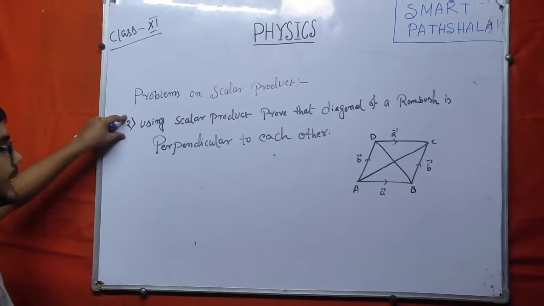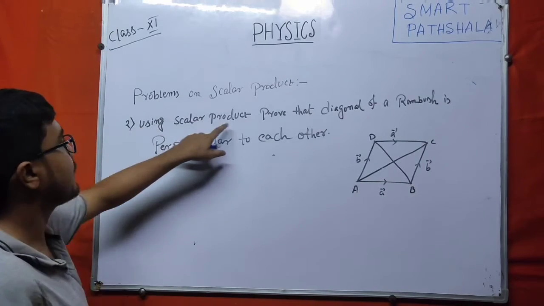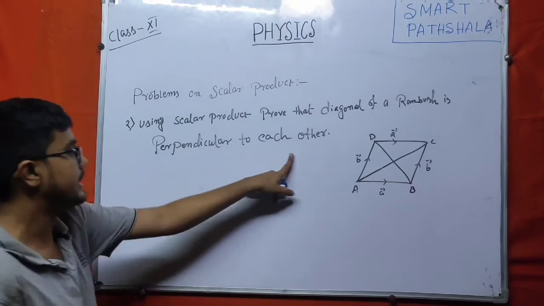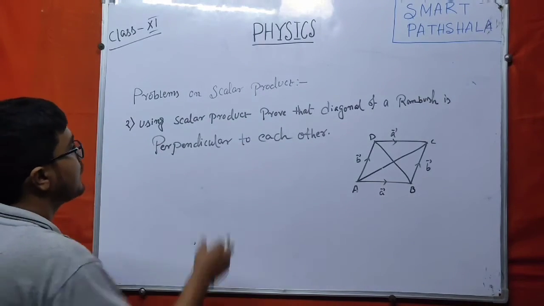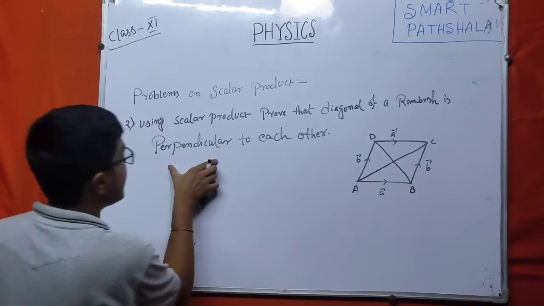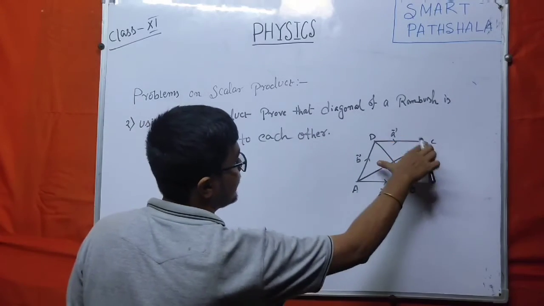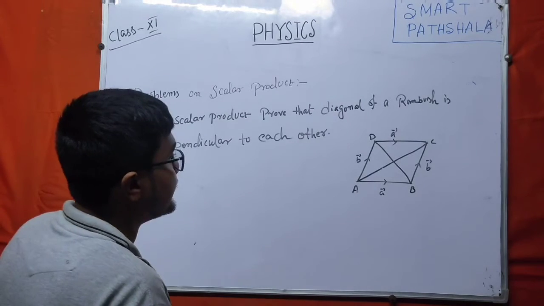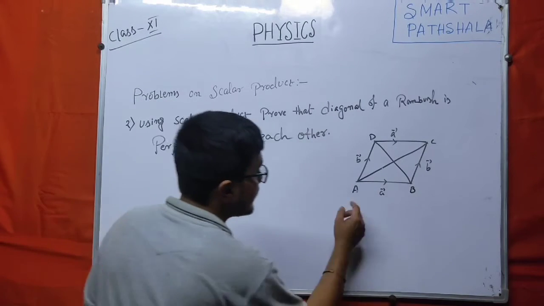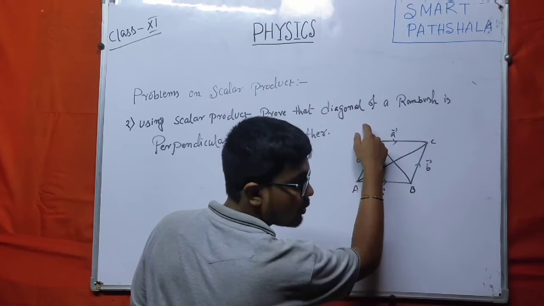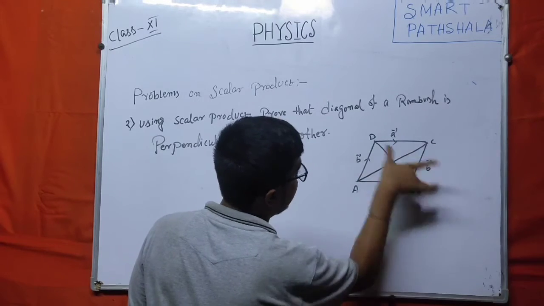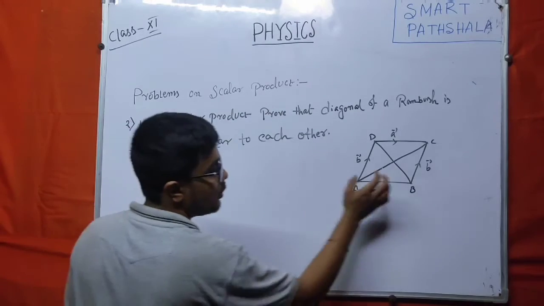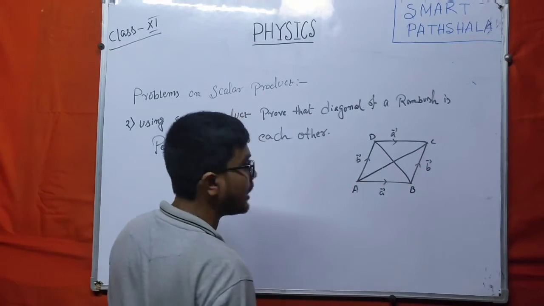Now our second problem. Using scalar product, prove that the diagonals of a rhombus are perpendicular to each other. So at first we consider ABCD is a rhombus, where AC and BD are the diagonals of the rhombus. We have to prove that AC and BD are perpendicular to each other.